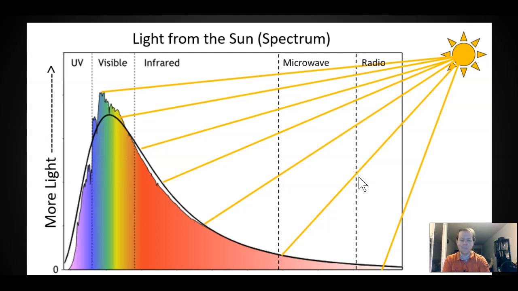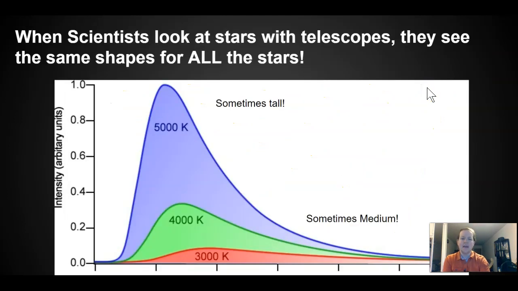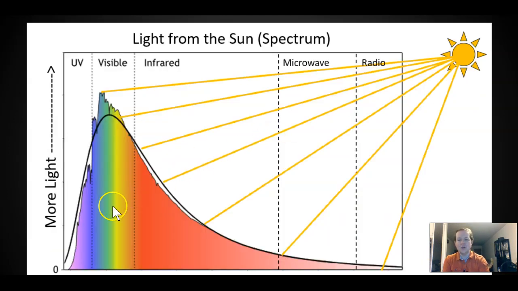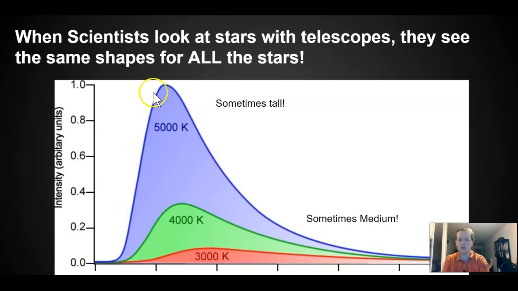Different colors. Now remember, our sun makes light like this. It has a lot of visible light. And our sun is the color orange-yellow. Okay. If you remember this graph, remember this shape, it turns out all stars, when scientists look at stars with telescopes, they see that same shape.